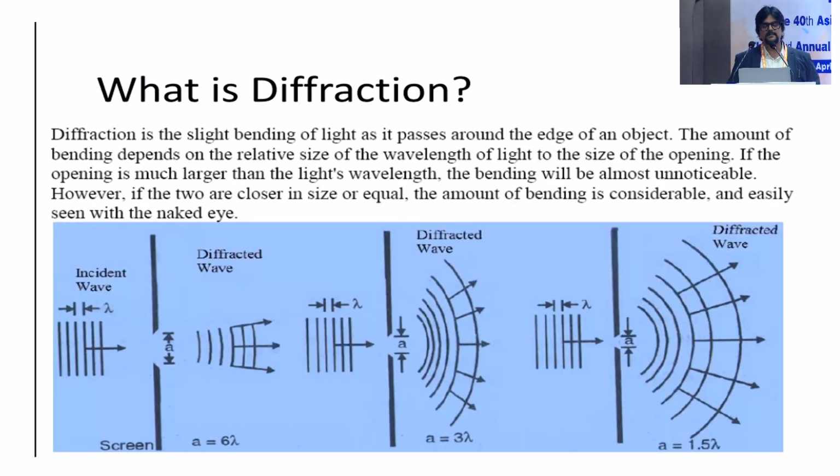What is diffraction? Diffraction is a slight bending of light as it passes around the edge of an object. The amount of bending depends upon the relative size of the wavelength of the light to the size of the opening. If the opening is much larger than the light wavelength, the bending will be almost unnoticeable. However, if the two are closer in size or equal, the amount of bending is considerable and easily seen with the naked eye. This technology has been used in diffractive IOLs.